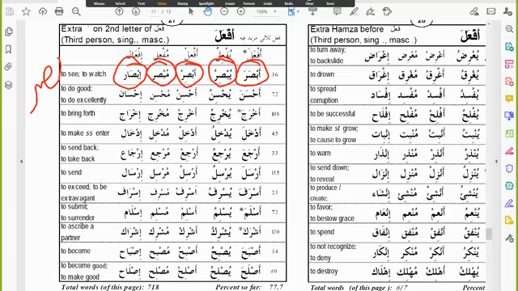Let's see, adkhala, and that comes from the root dakhala. All right, dakhala, to enter. So here, with adkhala, there's that force. And here's another meaning for the hamza. Several meanings for the hamza: one, to enter something, to put force into something.